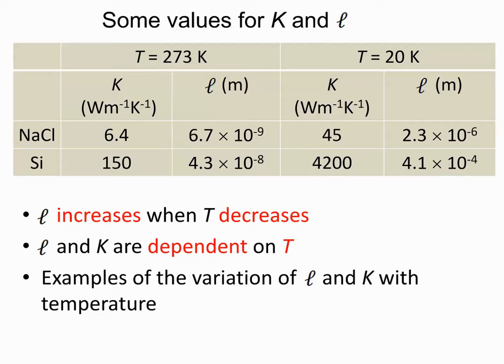So here I give you some examples, a table that shows you some values of K and L. So L will increase when T decreases. L and K are dependent on temperature. Then these are examples of the variation of L and K with temperature.